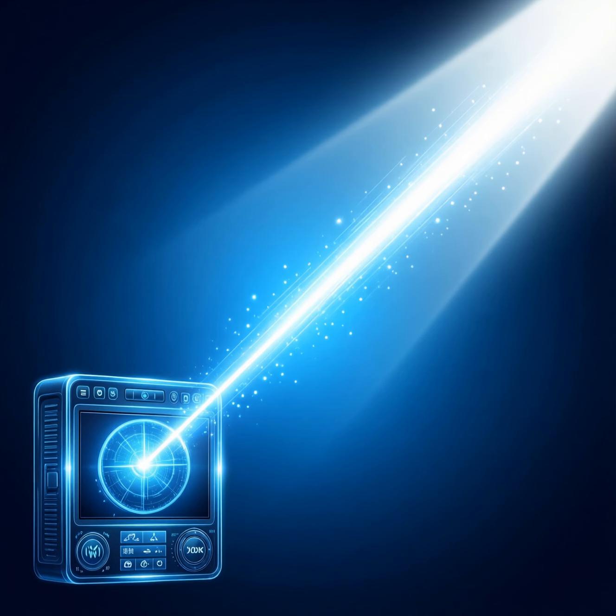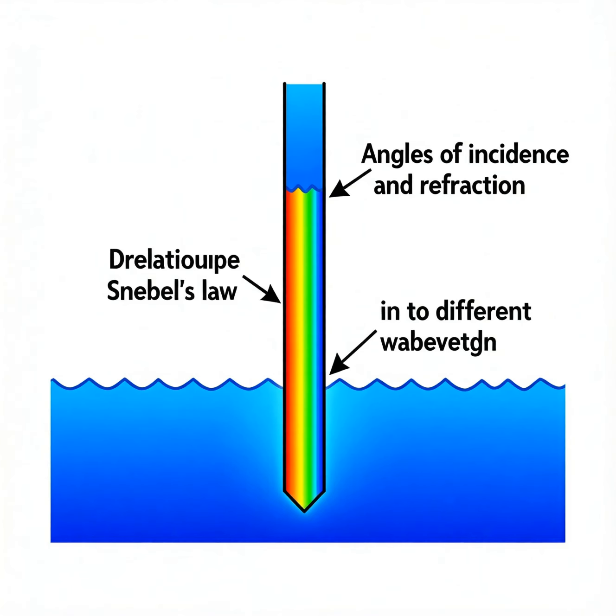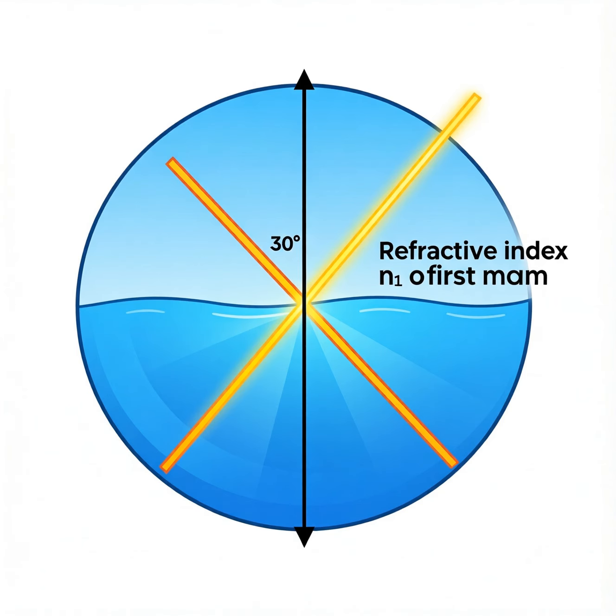When a beam of light hits the surface between two media, its path bends. The amount of bending depends on how fast light travels in each medium. We quantify this speed difference using the refractive index, n. Snell's law states that n1 times the sine of the incidence angle equals n2 times the sine of the refraction angle. Mathematically, n1 sin theta 1 equals n2 sin theta 2.